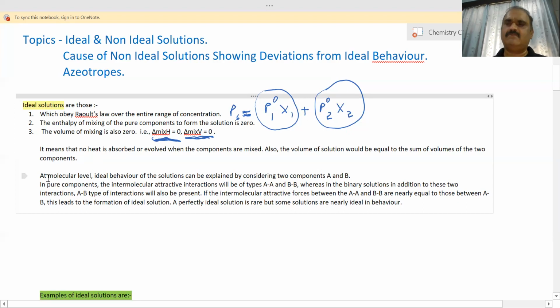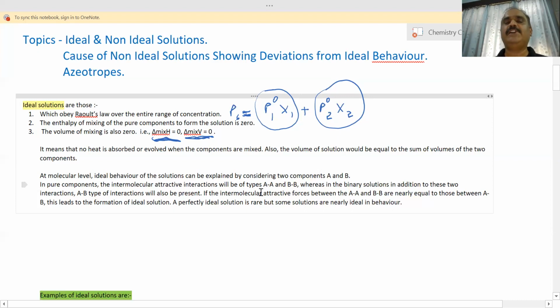Okay. At molecular level, actually, why it is an ideal solution? Actually, what happens at molecular level, so it is given here: at molecular level, ideal behavior of the solution can be explained by considering two components, say A and B. In pure components, the intermolecular attractive forces will be of type AA and BB. Whereas in binary solution, in addition to these two interactions, AB type of interactions will also be present.